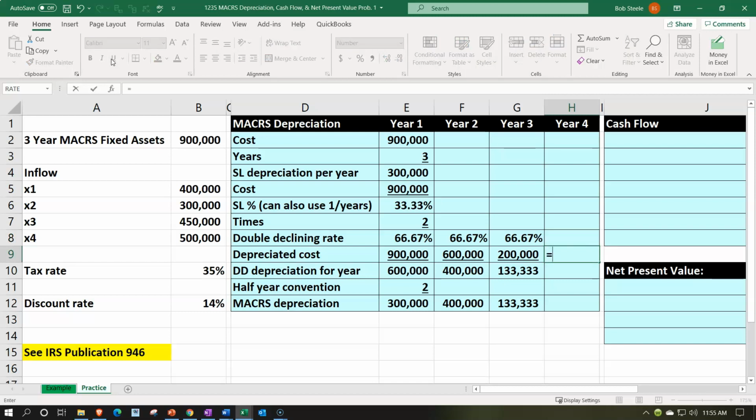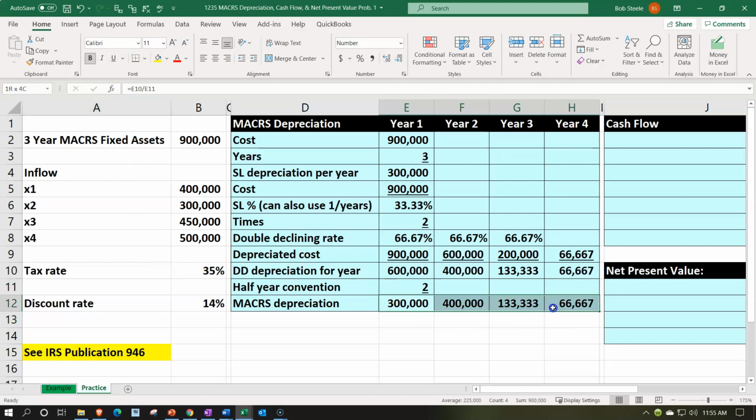So I'm going to say, what do we need to get back to zero? Well, we have 200,000 minus the 133,333. We need another 66,667 about to bring us to zero. I'm going to go ahead and underline that, and that'll be the total. And there we have it. Now, if I add these up, we're going to get the 900,000. So that's one way that you could do this.